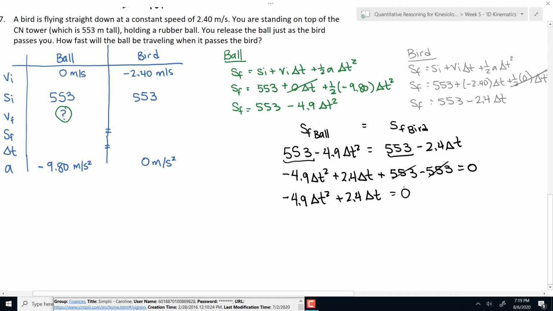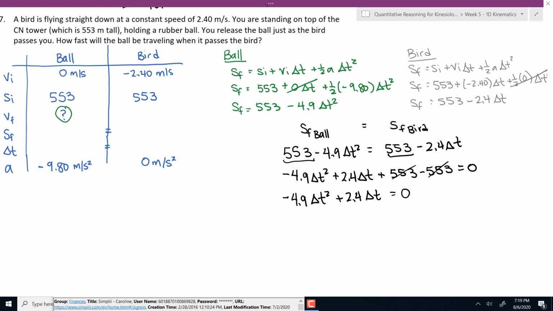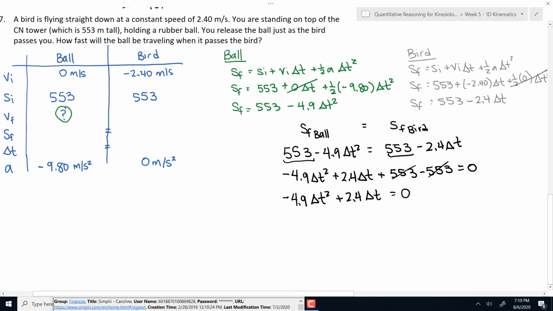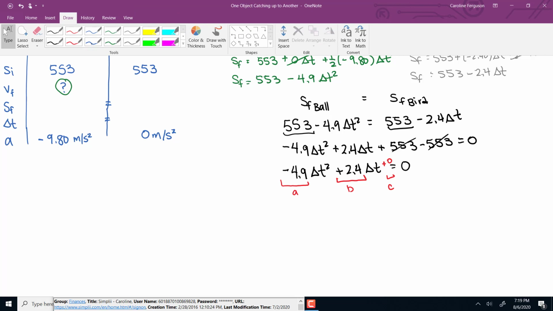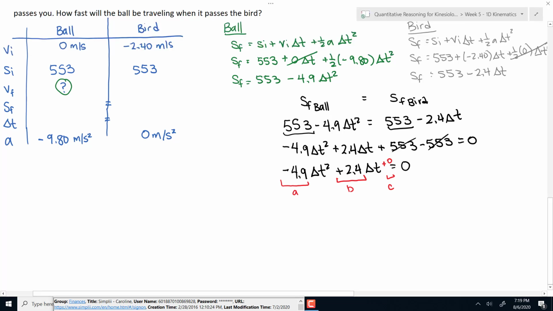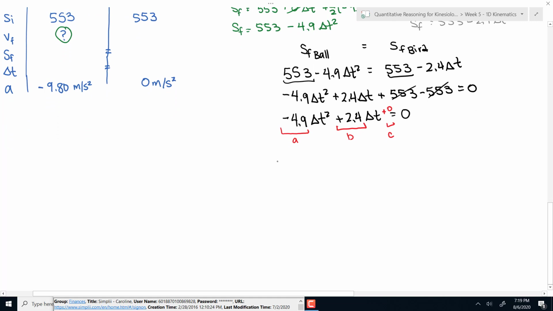Okay, so now I can solve for this. Again, I can use the quadratic formula, and I can also factor to solve. I'm going to use the quadratic formula. The coefficient, or the number in front of the squared term, is the A value. The number in front of the delta T term is the B value. And the C, there's just a 0 here, so my C is 0. So I'm going to write the quadratic formula, but instead of writing x is equal to, I'm going to write delta T is equal to, because that is the variable I'm looking for.